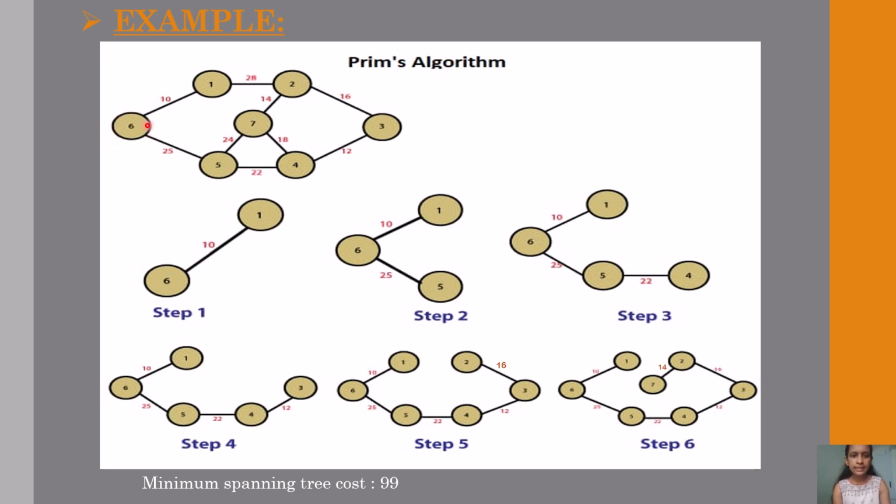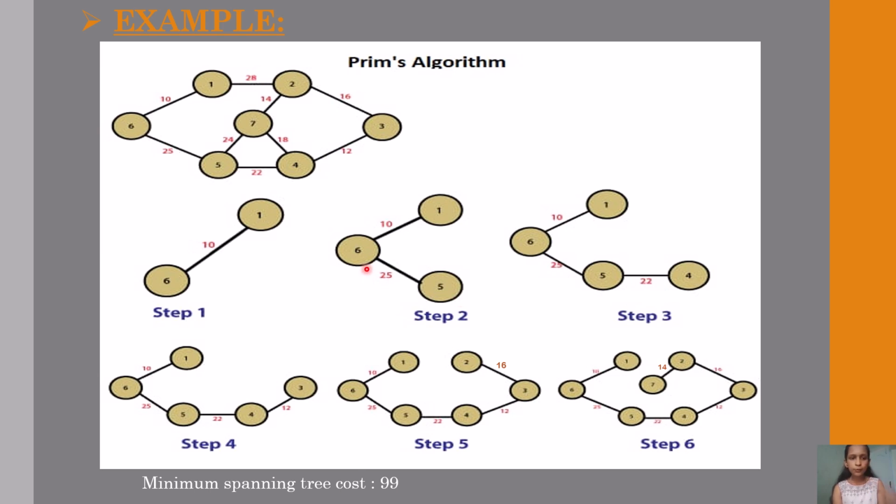Here vertex 6 has two connections. It is connected with 1 and it is also connected with 5. With 1, the weight is 10 and with 5, it is 25. So we have to find the minimum cost between 10 and 25. The lesser cost is 10. So in step 1, node 6 is connected with node 1 with the cost of 10.